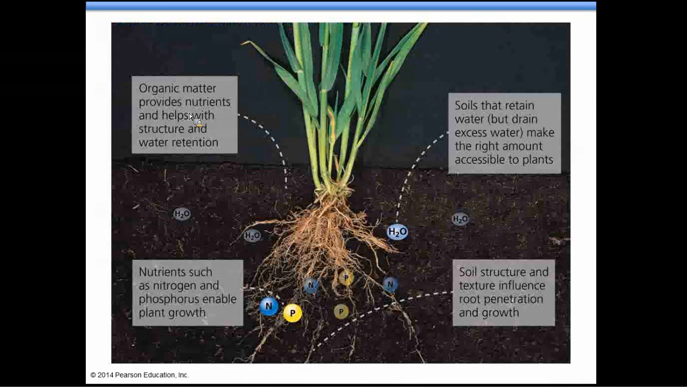And here we can look at soil. Organic matter in the soil provides nutrients and helps with structure and water retention. Soil structure and texture influence root penetration and growth. So it's not just dirt, it's a lot of things and a lot of factors that impact how well plants growing there will grow.